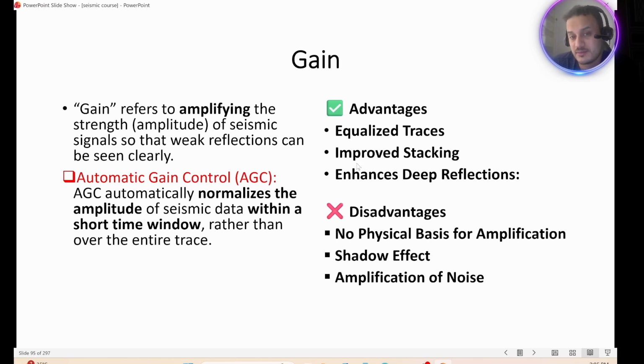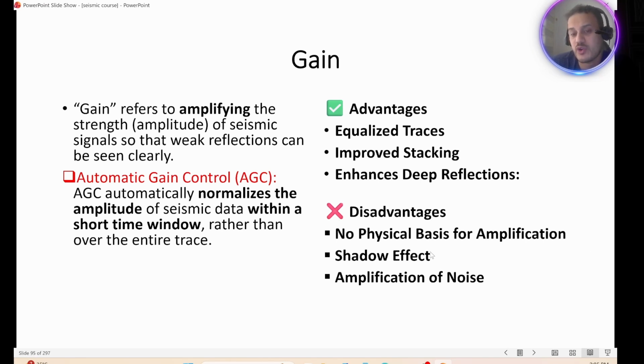Improved stacking: it will sum all the traces and spread this gain over the low and high frequency. Enhanced deep reflections: that means the deep reflections, which have low frequency, it will enhance them. But we also have disadvantages. No physical basis for amplification, so it's not representing the true subsurface geological layers.